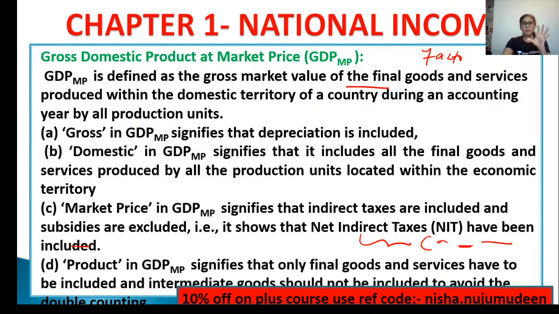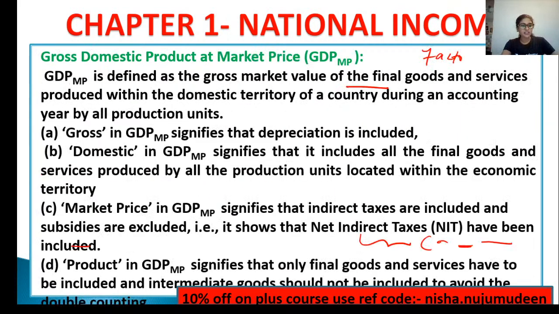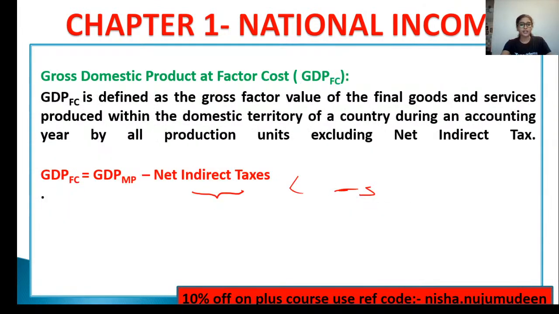Very simple, guys. GDP at factor cost and market prices. Market price will include your net indirect taxes. That is, the indirect taxes are included and subsidies are excluded. Whereas at factor cost, the opposite. If market price is including, factor cost actually excludes it. Okay?